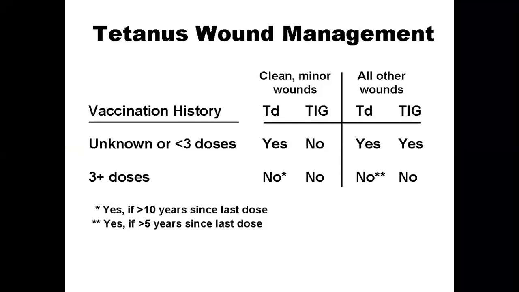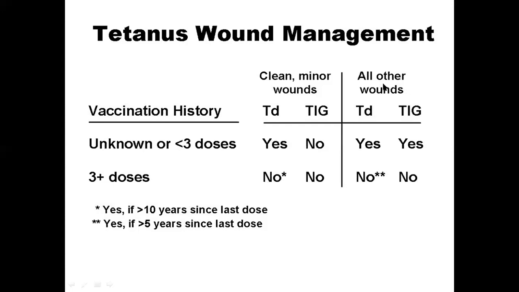If the doses are unknown or less than 3 and the wound is clean and minor, then this is the tetanus vaccine and this is the tetanus immunoglobulin. What you have to do is take the vaccination history. If it is unknown or less than 3 doses, then yes, you have to give the tetanus vaccine, and there is no need for the tetanus immunoglobulin. What about if there are 3 or more doses? Then no need for the tetanus vaccine or immunoglobulin, but when 10 years have passed, then you must give it.